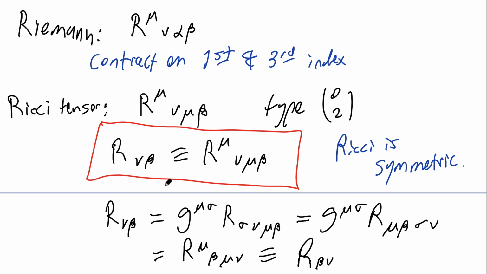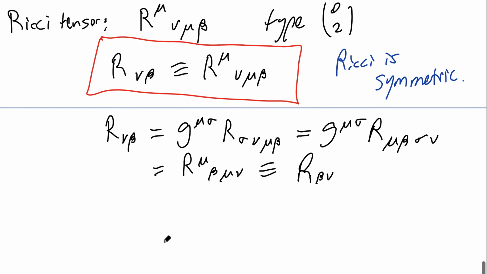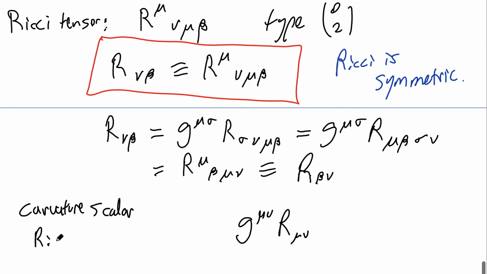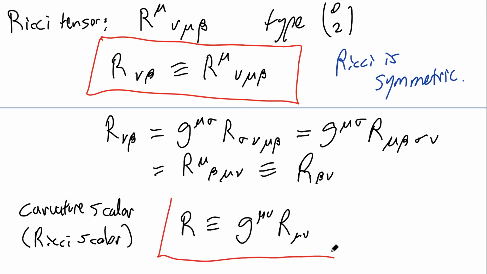From the Ricci tensor, we can form a scalar quantity by contracting on its two indices. So we can form g^{μν} R_{μν}. The g^{μν} raises one index and wires it with the other. This is a type (0,0) tensor. It's a scalar, sometimes called the curvature scalar or the Ricci scalar. The symbol we give this scalar is R, and we can distinguish it from the Ricci tensor or the Riemann tensor by the fact that it has no indices.